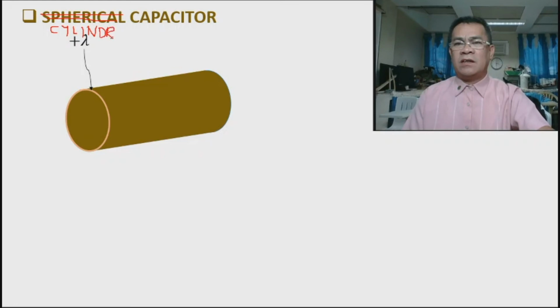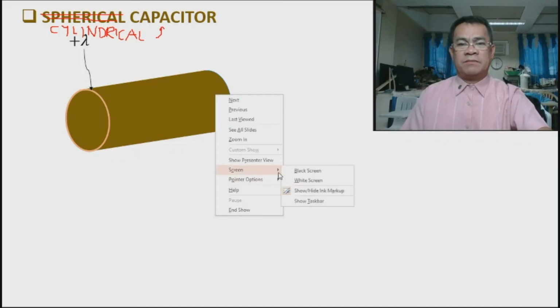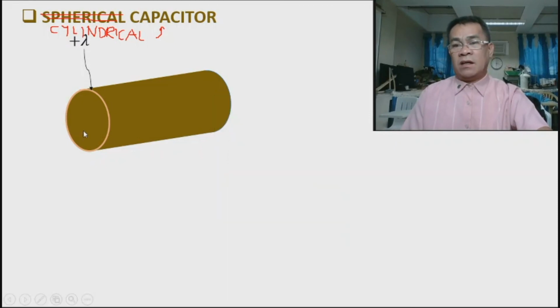Cylindrical. This is a cylindrical capacitor. Suppose we are given the charge of the cylindrical capacitor. Take note, this is a hollow cylinder also. It can be hollow or a solid.